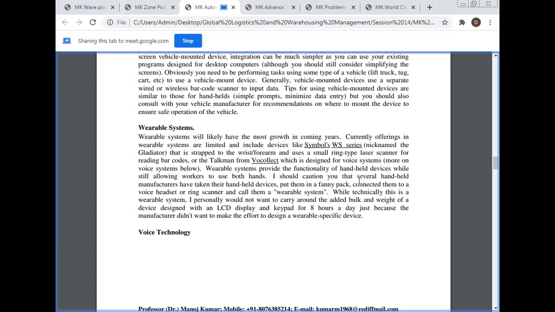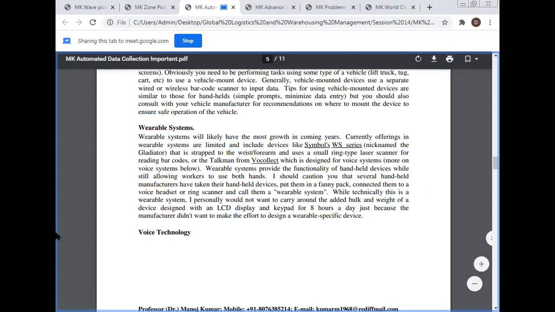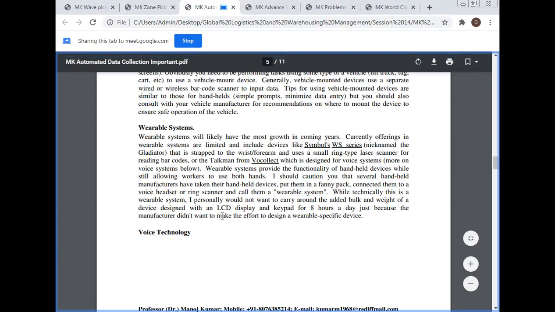I should caution you that several handheld manufacturers have taken their handheld devices, put them in a fanny pack, and connected them to a voice handset or ring scanner as a wearable system. While technically this is a wearable system, it is an LCD display worn for 8 hours.